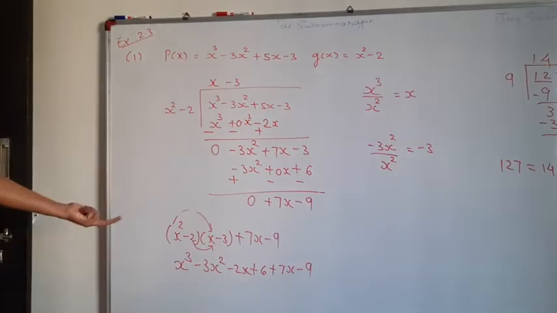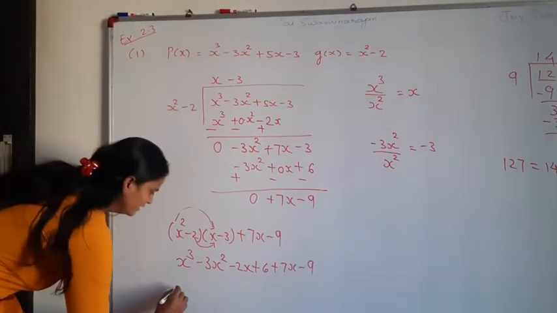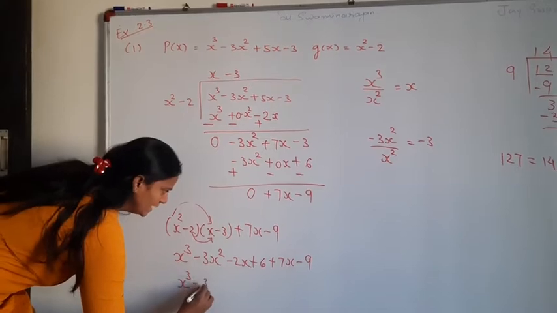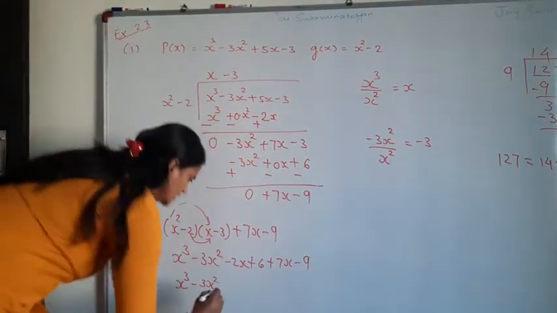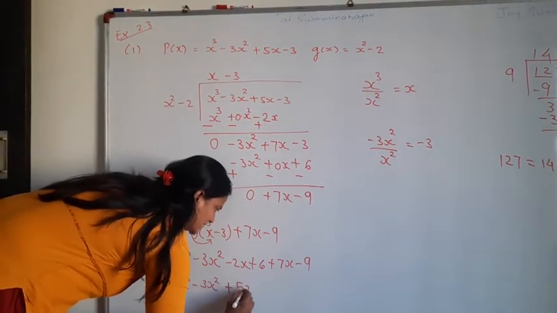Let us add the like terms. So here we will have x cube minus 3x square. Now minus 2x and plus 7x is going to be plus 5x.